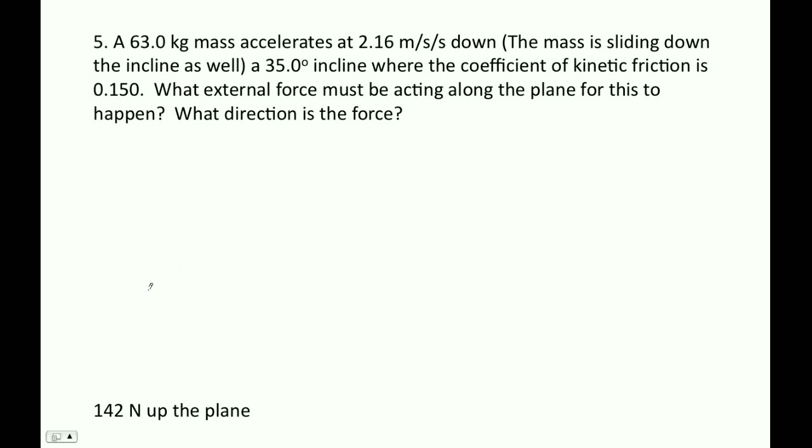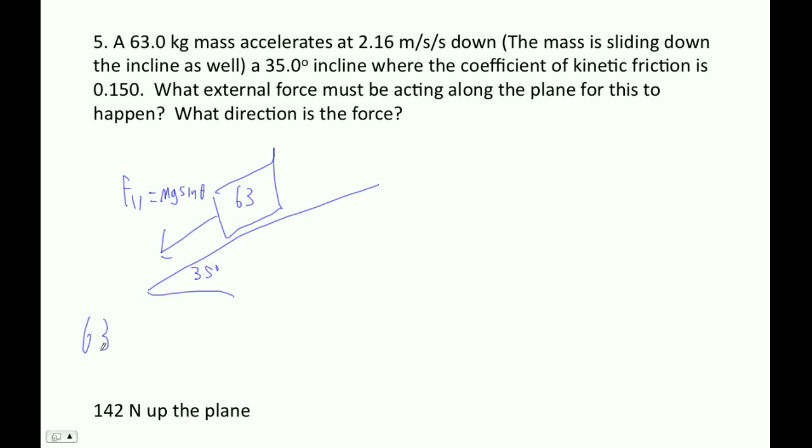Okay, so we've got this inclined plane like this. We've got a box. What is it? 35 degrees. Okay. We know we've got to figure out the parallel force, right? So the parallel force is mg sine theta. So that's going to be, what is it, 63? So 63 times 9.81 times sine of 35.